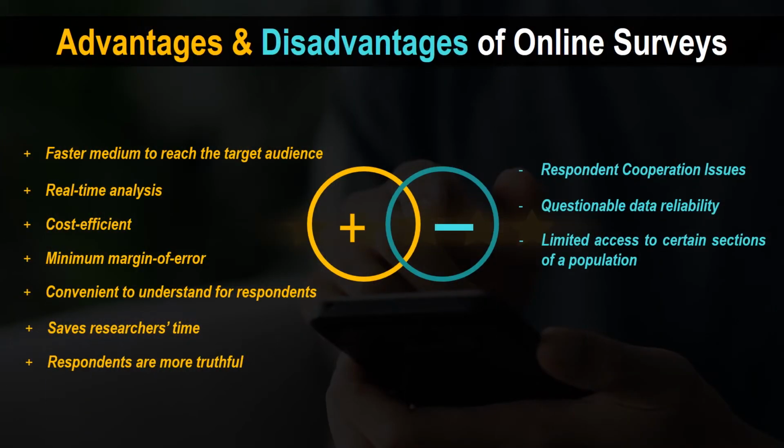Then limited access to certain sections of a population. There are sections of a target population which may not have access to the internet. While the internet is entering into different areas, different population segments, even at the lowest level, there are still certain target audiences which do not have that access. For example, if an NGO is conducting research to learn how the less fortunate people of Ghana are doing in certain aspects of their living, it is highly unlikely that they have access to online surveys, which makes it difficult for researchers to collect data. Here you can only go in for offline surveys.